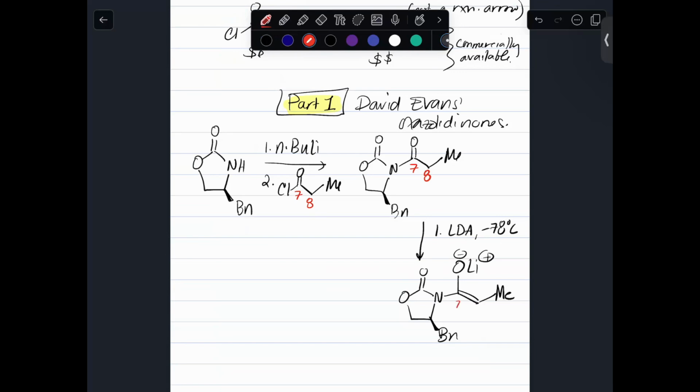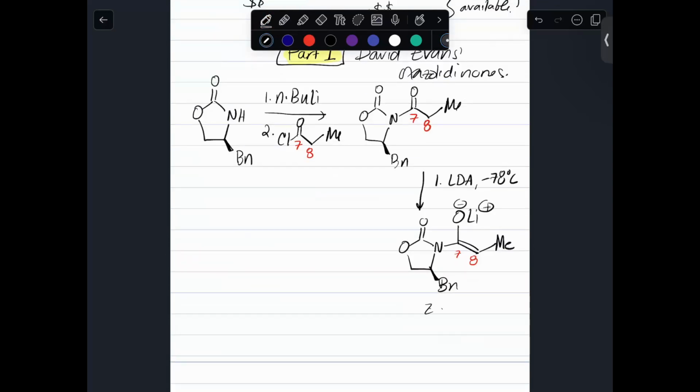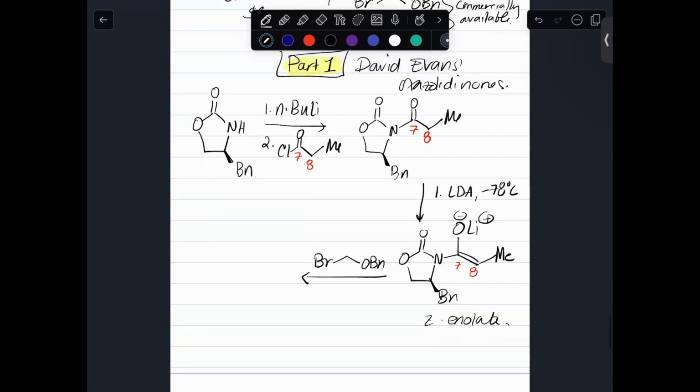There's my Z-enolate. Nothing new. We already know that oxazolidinones favor the formation of the Z-enolate because of steric interactions. Now I can add my alkyl halide. And if you remember, this is my alkyl halide. And I'll call this carbon number 9.